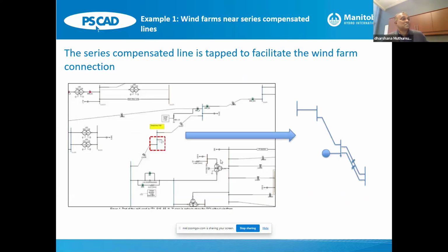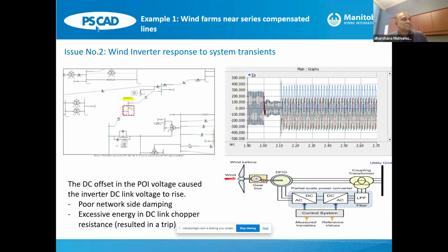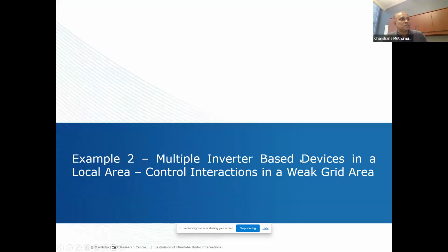Another example is the ride-through performance of a wind farm near series compensated lines. This example comes from the Texas area, Panhandle, Texas area. And the reason for that is the theory that I explained, potential offsets in voltages that could impact the inverter. These type of things cannot be studied in RMS only. You wouldn't catch any issues of this nature in RMS.